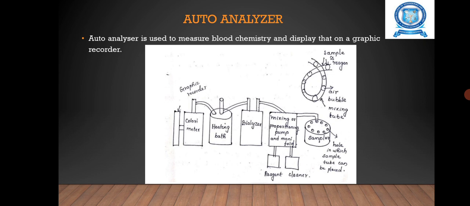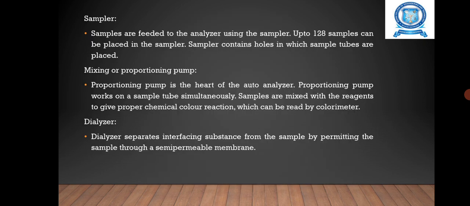And the next one is the auto analyzer. Using this, you are able to measure blood chemistry and display that on a graphical recorder. In the figure, it shows the auto analyzer. First, we are going to see the sampler. Using the sampler, you can feed samples to the analyzer. Up to 128 samples can be placed in the sampler. It contains holes in which sample tubes are placed.